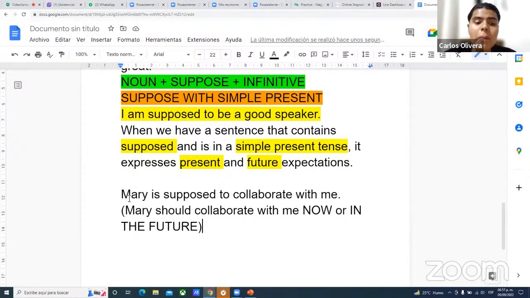And how do I know that? Because the sentence is in simple present. Mary is supposed to collaborate with me. So I understand that suppose in this case means that she has to collaborate with me now or in the future. Okay? One more example.